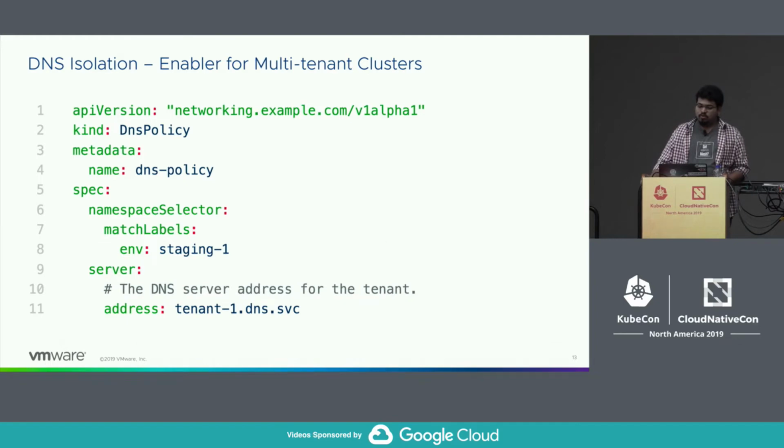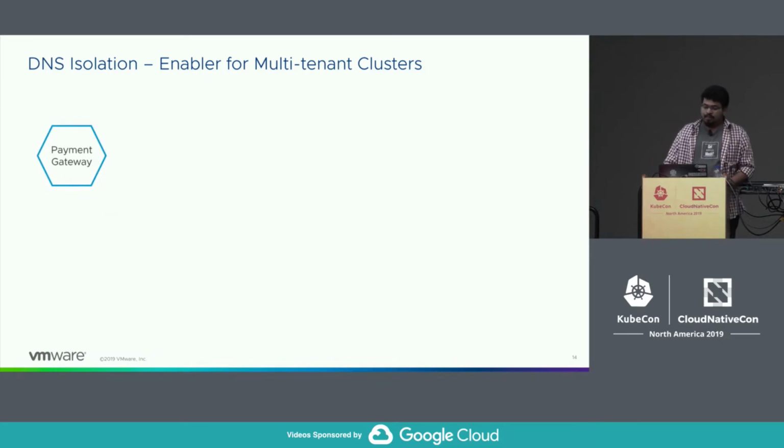The first use case I want to go into is the DNS isolation use case. We essentially want to segregate DNS servers for a bunch of namespaces or a selective number of applications. And here is a draft CRD that we came up with. It's only drafted right now. We want to contribute this to upstream projects like Istio or Envoy. What we do here is we select a bunch of namespaces using the namespace selector label, and then we pick all the namespaces having the label env with value staging1. And for all these namespaces, we want to use the DNS server located at tenant1.dns.svc.